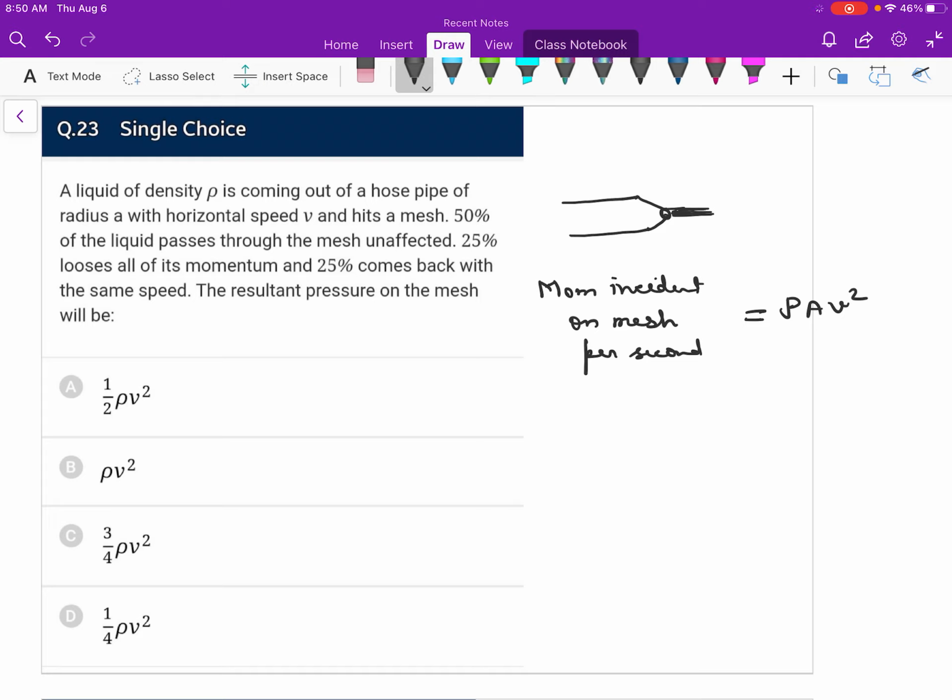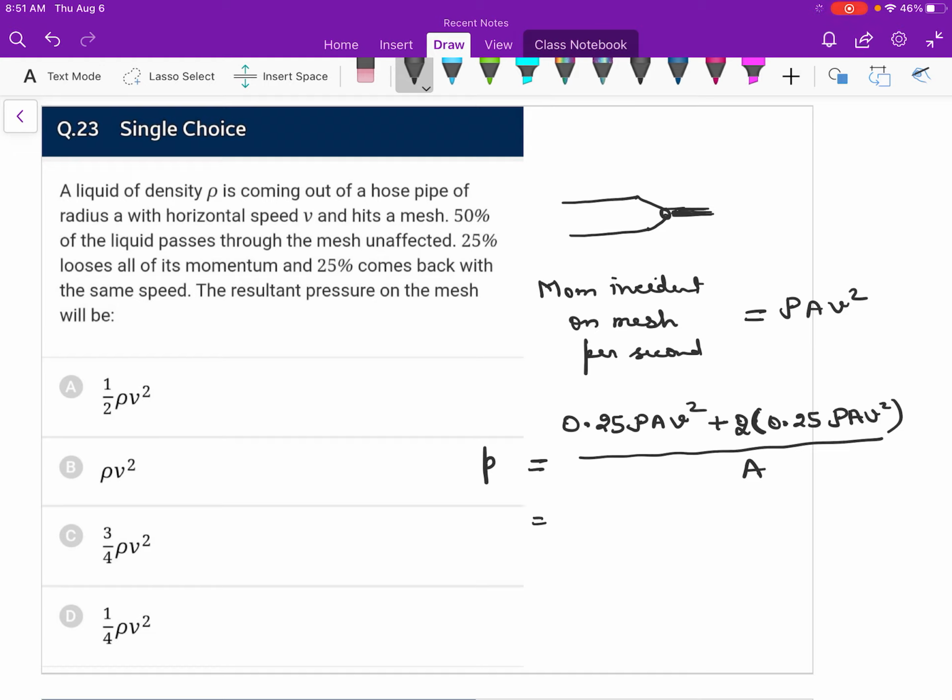Now 50% of the liquid passes through the mesh, so no change in momentum. 25% loses all its momentum, so change in momentum is 0.25 rho A V square for the portion of the fluid which comes to rest, and 25% comes back. So for that, change in momentum is twice of 0.25 rho A V square. So this is the total change in momentum per second upon A. This is pressure. So this is 0.5 plus 0.25, so 0.75. So this is 3/4 rho V square.